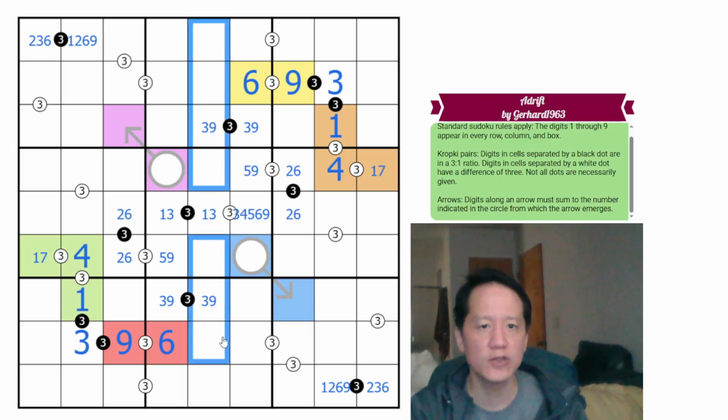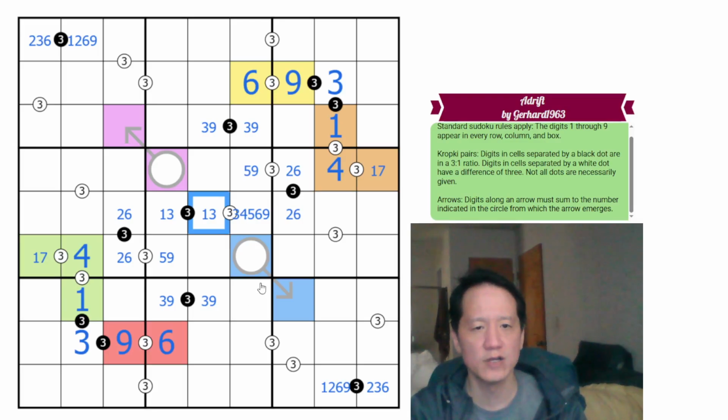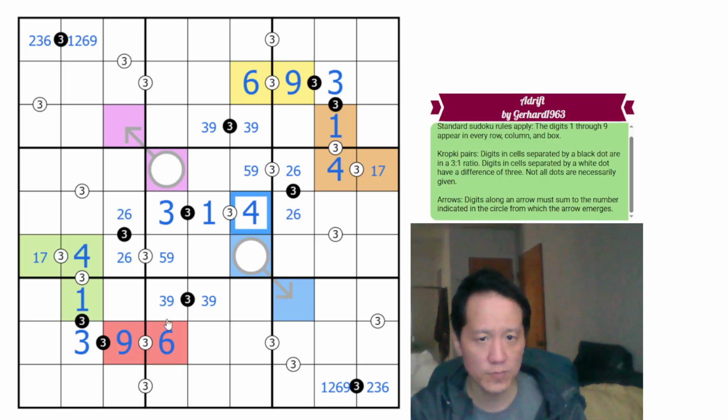We have a 3, 9, 3, 9 pair in column 5, which eliminates 3 and 9 from the rest of the column. Therefore, this can't be 3. This has to be 1. This makes that a 3. The 1 is 3 away only from 4, so this is 4. These can't be 2 or 6.